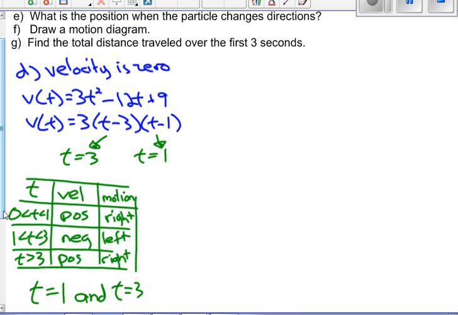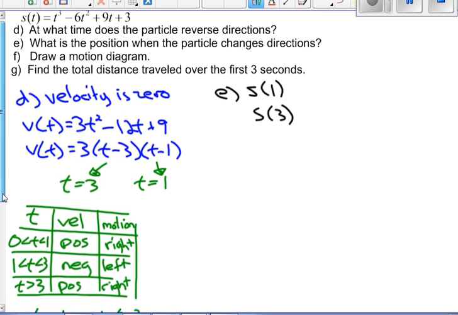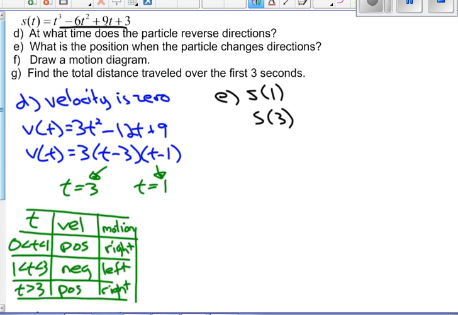E asks us, what is the position when the particle changes directions? So really, we want to know the position at 1 and the position at 3. If I were to sub those into this position equation up top, I'm going to end up with 7 and 3. And you can just run those through.